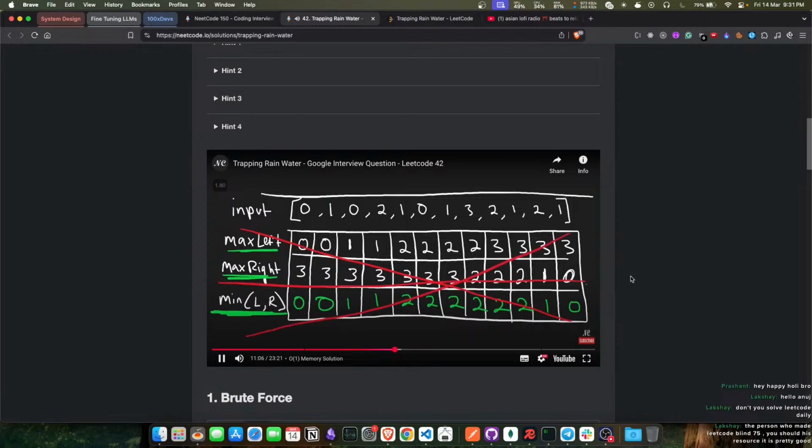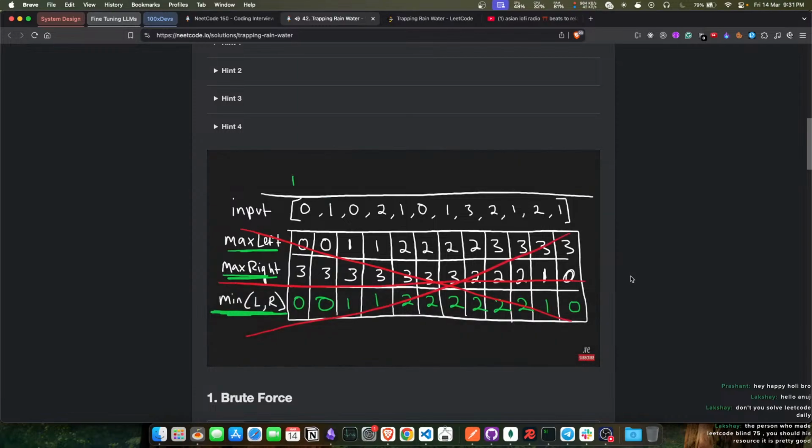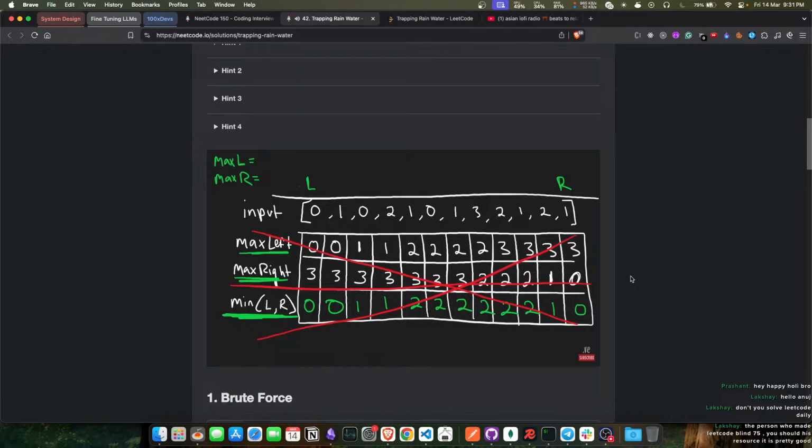We're actually going to do this with 2 pointers. So initially I'm going to have my left pointer over here. I'm going to have my right pointer here. So the right pointer is going to be all the way at the end of the input array. So we're going to have our 2 pointers initialized. We're also going to have 2 variables, max left and max right, which are going to be keeping track of the maximum left value and maximum right value so far.